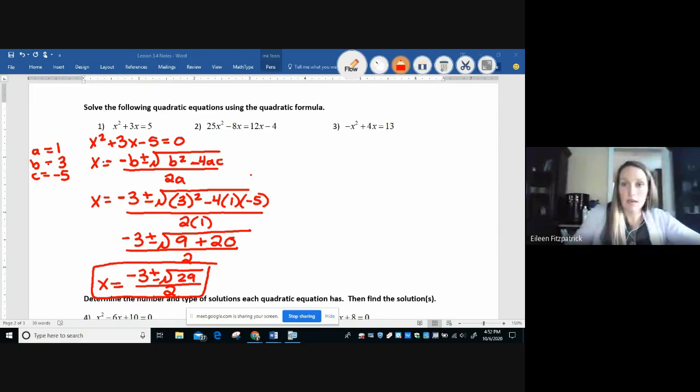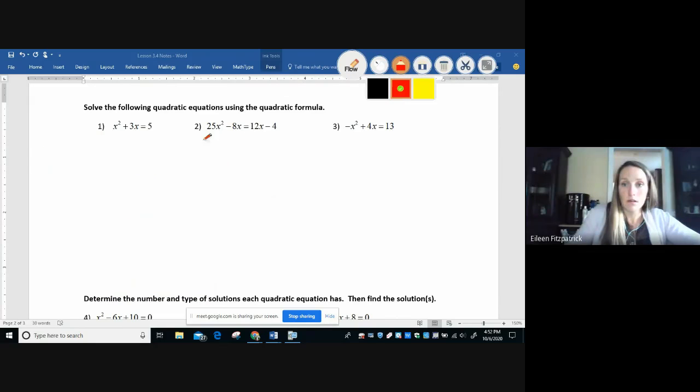For the next one, again, we're going to start by setting it equal to 0. So I have 25x squared. And I'm going to subtract, I should have done this first, sorry. Subtract the 12x from both sides. Let me erase this, bring it down just a little bit. So I have 25x squared. When you subtract the 12x from both sides, you have negative 20x.